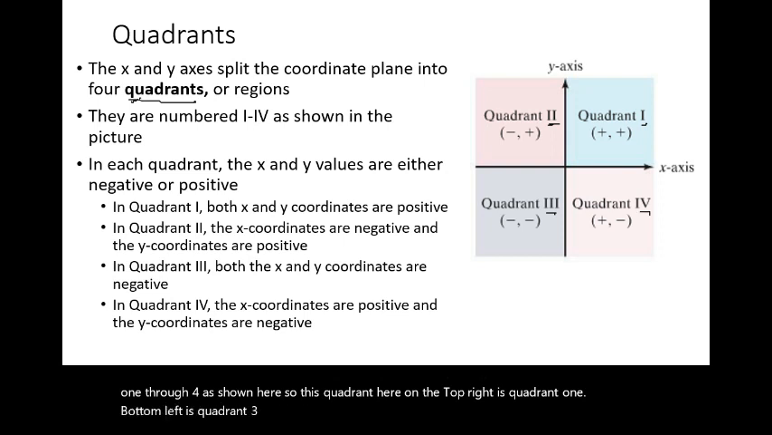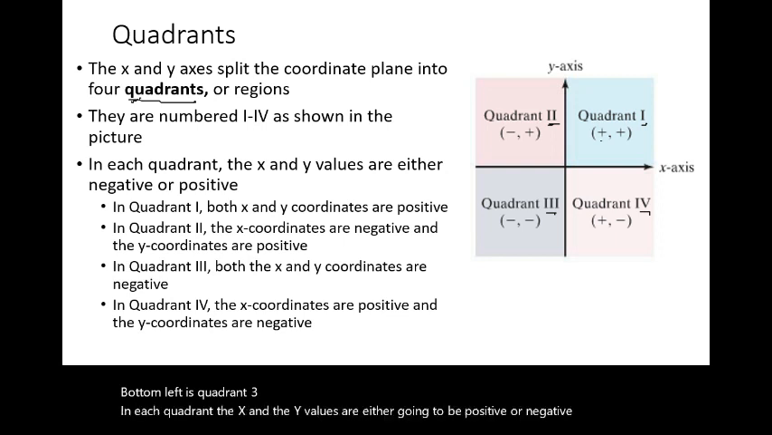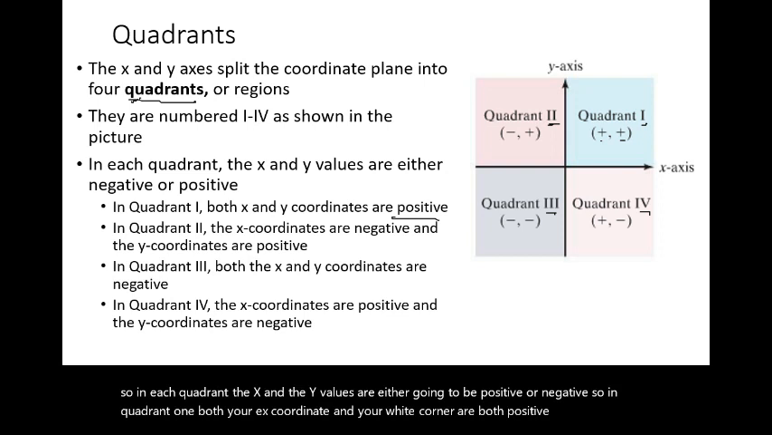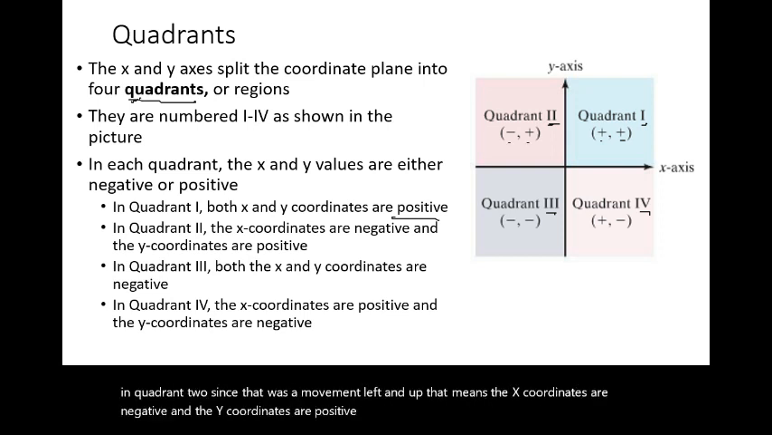In each quadrant, the x and the y values are either going to be positive or negative. In quadrant 1, both your x-coordinate and your y-coordinate are positive. In quadrant 2, since that was a movement left and up, the x-coordinates are negative and the y-coordinates are positive. For quadrant 3, since these would involve movements left and down, both the x and the y coordinates are negative. Then for quadrant 4, since this is right and down, the x coordinates are positive and the y coordinates are negative.